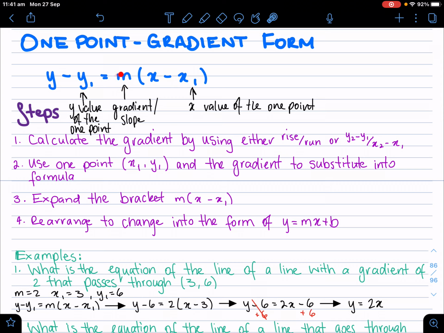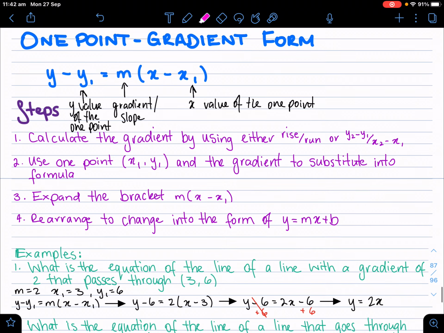Because you'll calculate the gradient, okay, I know the gradient, and you have an x1 and a y1 coordinate as the 1 point that you know, any point. Now, if you know multiple points, you just pick one of those and use that one. Step 3, expand the bracket section, which is m times (x minus x1). So if I use a highlighter, that m(x minus x1) is actually that part there. So that's saying expand that section. And when we do a few examples, it'll make sense what that means. And step 4 is to rearrange whatever you have to change it into the form of y equals mx plus b.